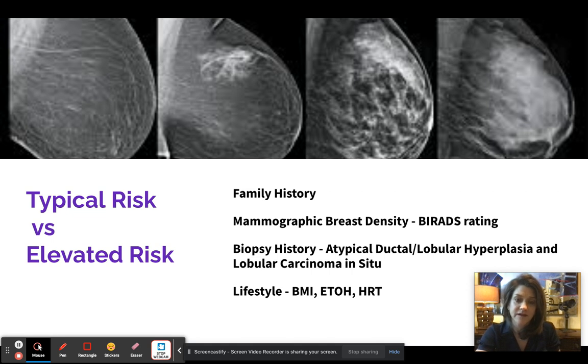Typical versus elevated risk for breast cancer is based on many factors. And it's important for you as a practitioner to be able to give a number or percentage of how much lifetime risk this patient is at for breast cancer. And we can start this assessment by reviewing a family history.